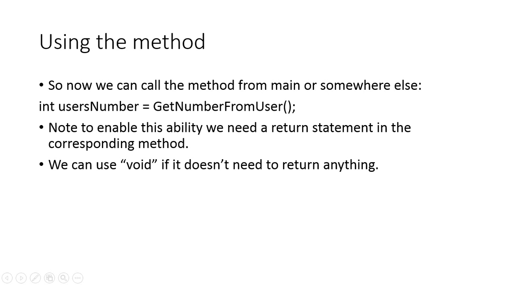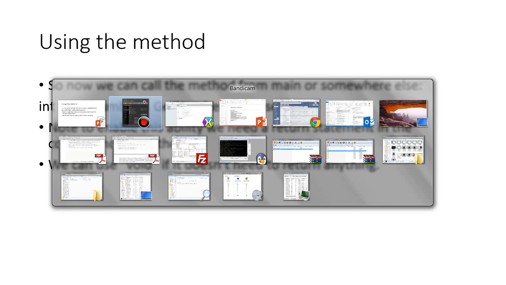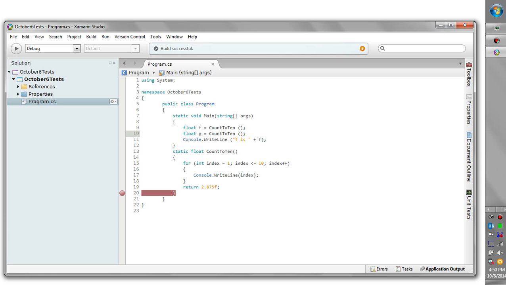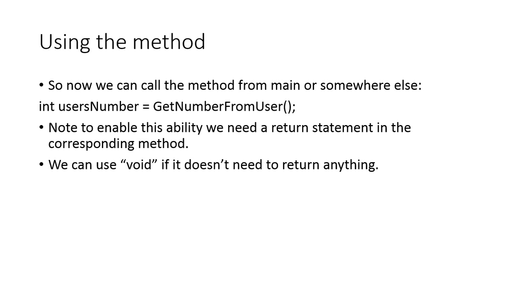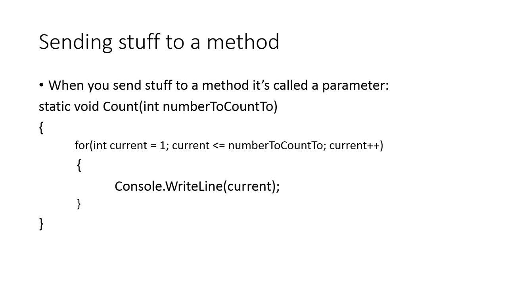And remember, you need to put that return statement at the end of your method. So in our case, we have return 2.875f at the end of the count to 10 method. And if you don't need to return anything, you can use void. Now, another way to do this is to say count and just have it input the number that it should count up to. So the 10 in this case would go into this method, and then it would count up to that number that was input.